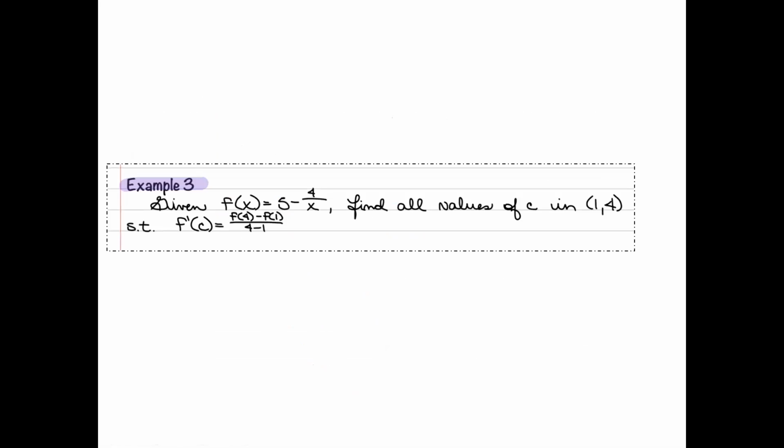Example 3. Example 3 says, given that f of x equals 5 minus 4 over x, find all the values of c in the interval 1, 4, such that f prime of c equals the average rate of change.